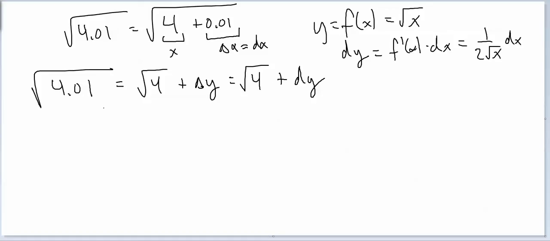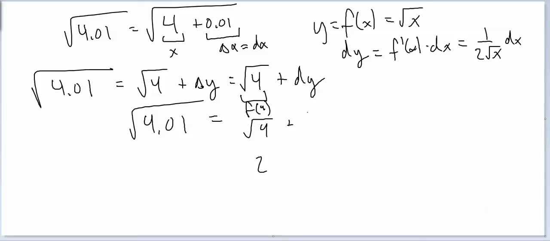So when I approximate the root of 4.01, again, I could use the original function at 4, which is just the root of 4, which gives me a 2. And then what I'm going to do is use this differential expression, and I'm going to evaluate it. My x value, my really nice value that I centered at, is still 4. So I'll have this 1 over 2 root 4. And then I multiply by the differential change, dx, and it's a value of 0.01. That's that small change in x.